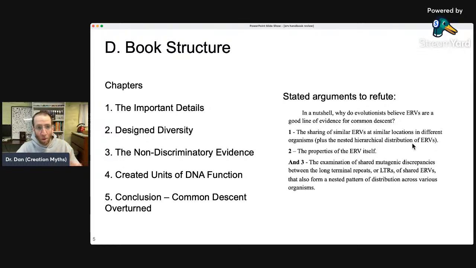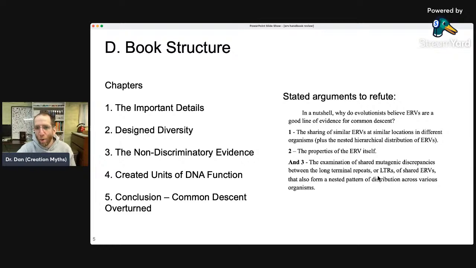Yes, that is good. Number 1, check. I endorse. Number 2, the properties of the ERV itself. The idea there is that ERVs are from viruses, right? That they're actual viral insertions, which, yes, that's not really up for debate. It will be in this book, but it's not really the point. So 2 is fine. And then 3, shared mutagenic discrepancies. Fine. Yeah, there are mutations that also reinforce that nested hierarchical pattern.